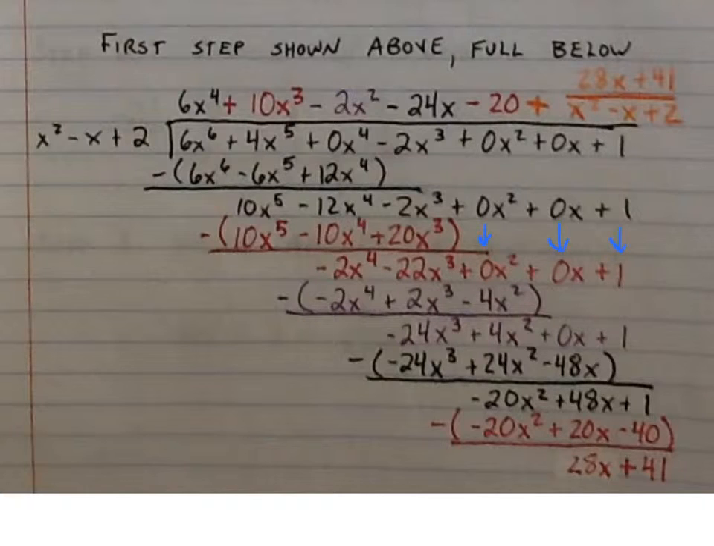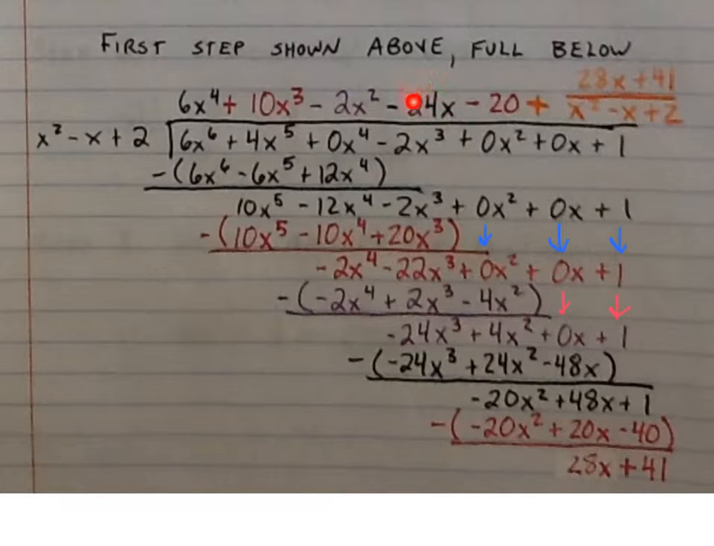This time we have this value that we are going into. How many times does x squared go into negative 2x to the fourth? It goes in negative 2x squared times. Negative 2x squared times the trinomial is this. We subtract, and we get this value here, carrying the values down. And we repeat the process again.